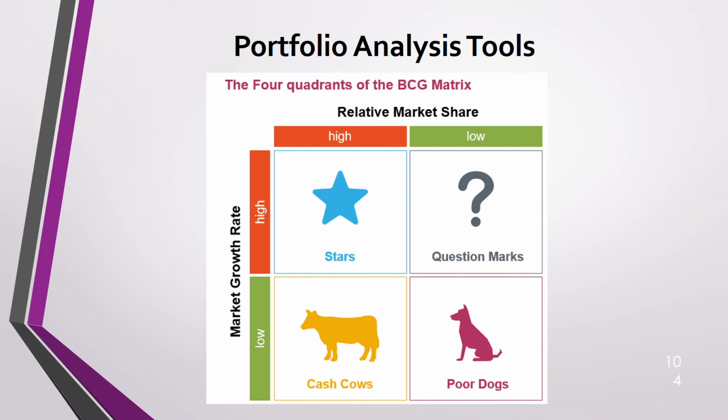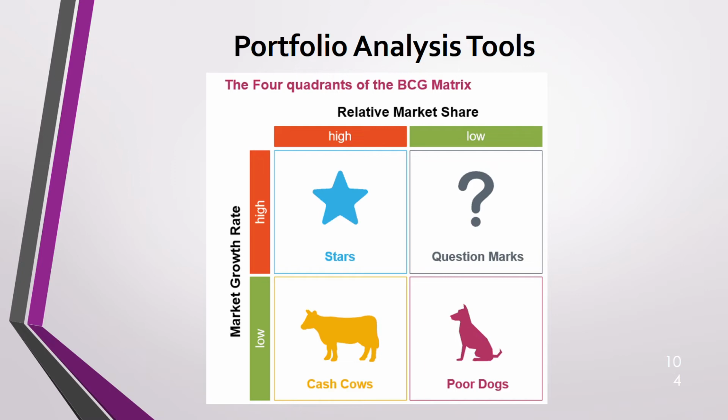Okay, so when your growth and your relative market share both are high, it is a star. Then if both are low, it's a poor dog. Where market share is high but growth is low, it's a cash cow. And where market share is low and growth rate is high, it's a question mark. Now we are going to explain each of these 4.